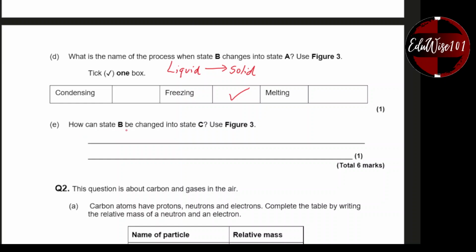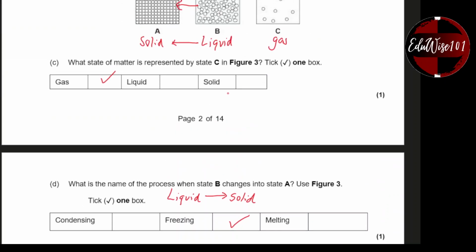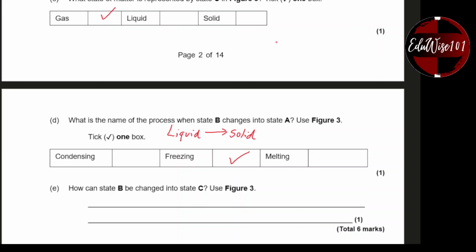How can state B be changed into state C? So state B is a liquid, to a gas. So how can you change a liquid to a gas? By heating.